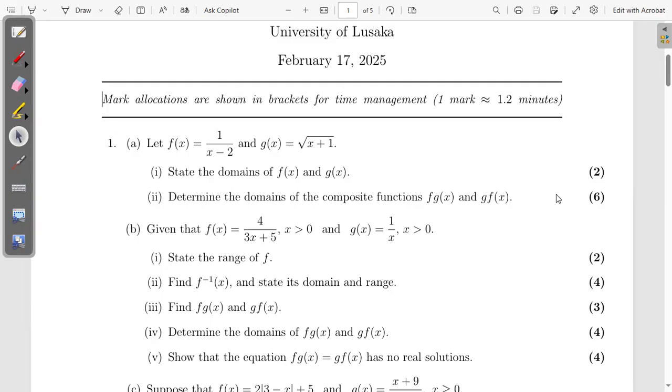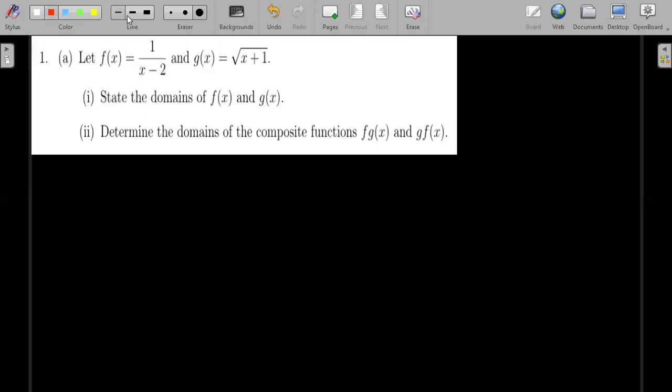So we start from question 1A. Question 1A, they're saying, let the function f of x be 1 over x minus 2, and the function g of x be the root of x plus 1. The first question here says: state the domains of f of x and g of x.